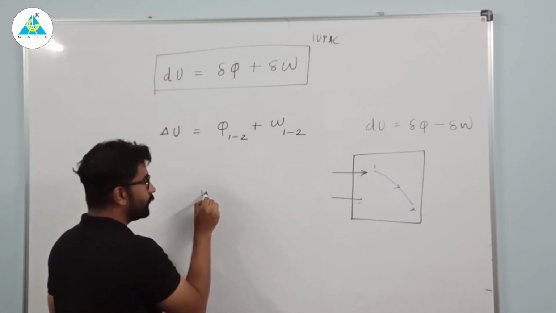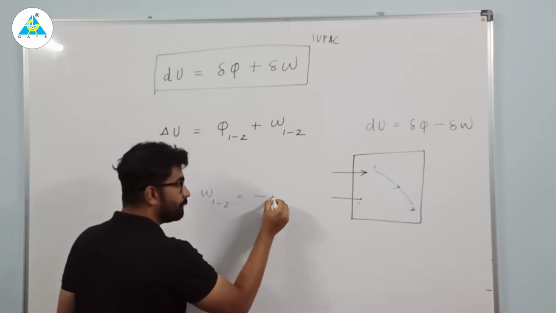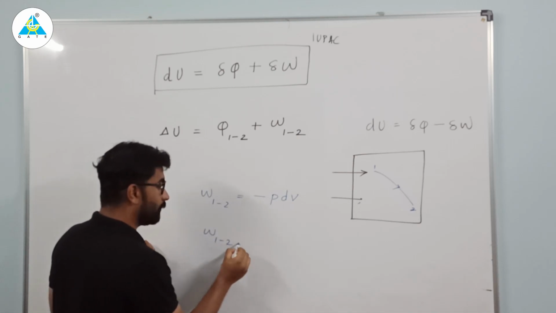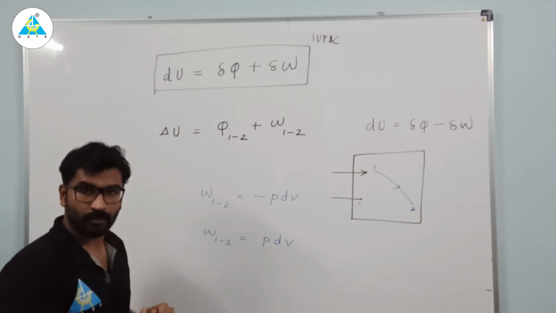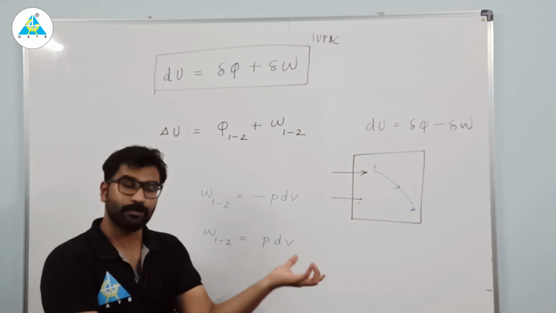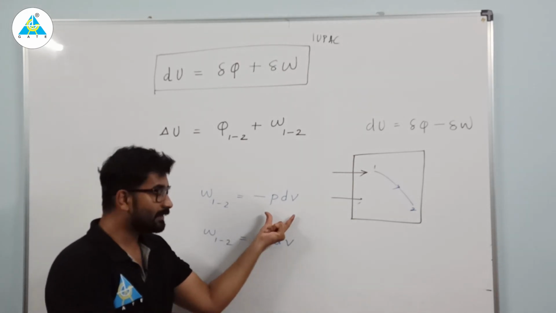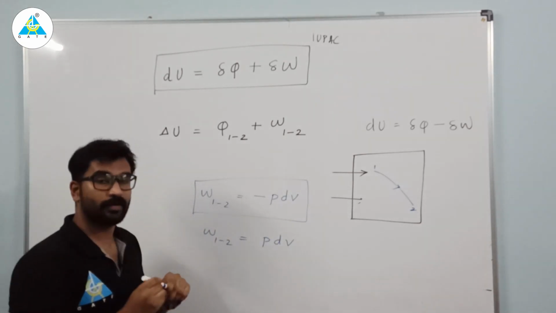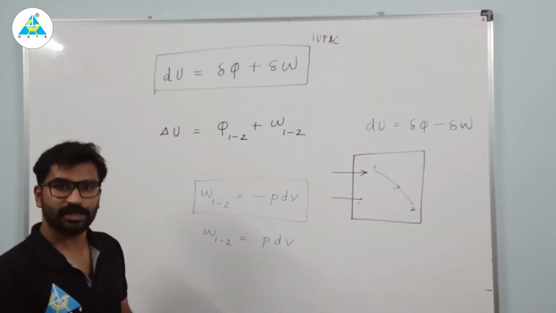This W12 for chemical engineers is minus PdV. This W12 for mechanical engineers will be PdV. So if you read the book of mechanical and chemical, you can see the difference. So आपको confusion नहीं होना चाहिए. Smith and Van Ness में ये दिया हुआ है. So chemical engineers, we will be following this. तो आप देख लो equation में क्या change आएगा.